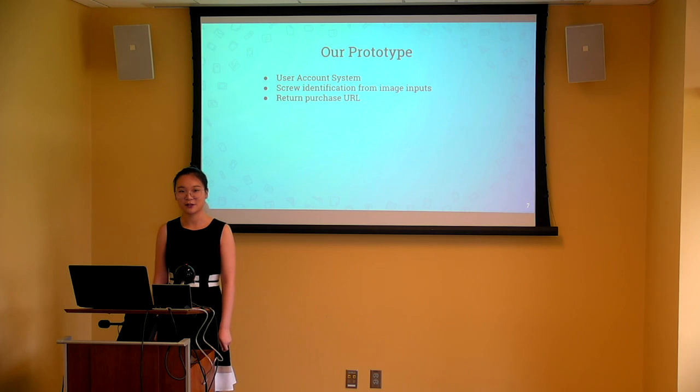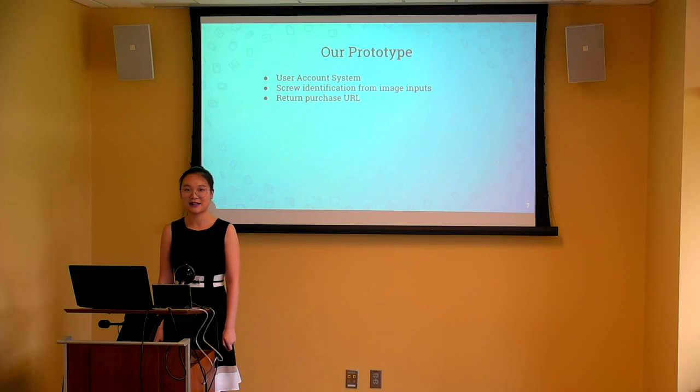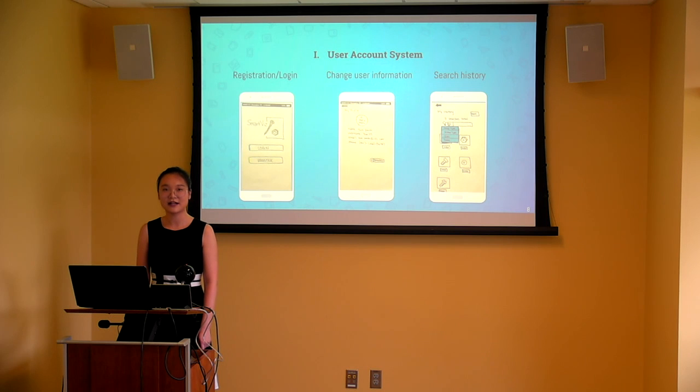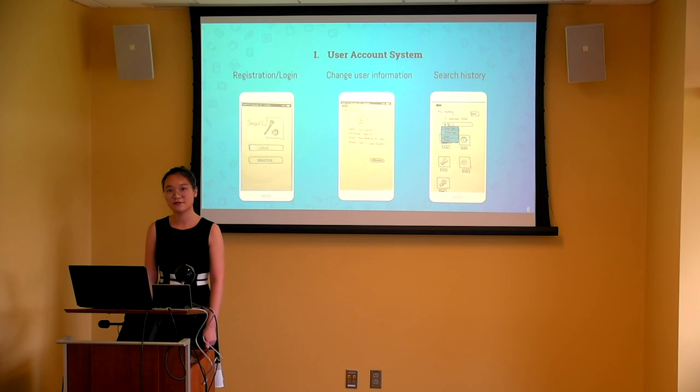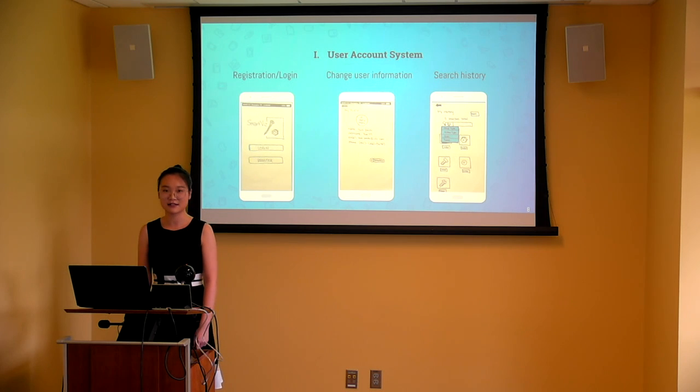With what we learned from user research and studies, we went ahead and designed our initial paper prototype, which includes 3 main features: the user account system, screw identification, and the return purchase link URL. So we'll explain our design choices in the next slides in more detail. The first feature is a user account system.